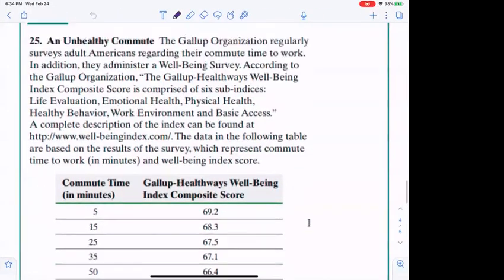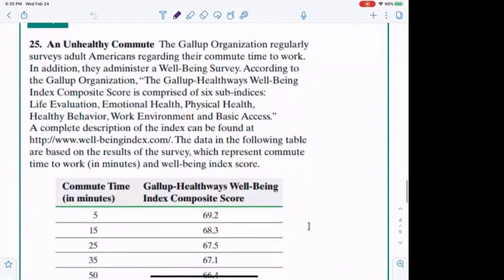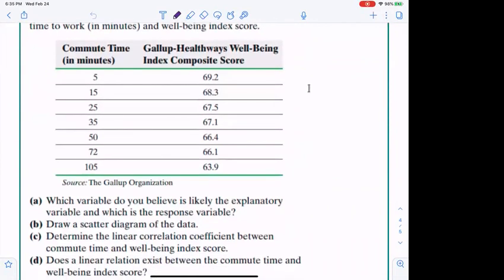So we are going to revisit the unhealthy commute example where we had the commute time versus the Gallup Health-Based Wellbeing Index composite score. And we determined the explanatory and response variable. The response variable is what I called the G score, the Y variable, and the X variable is the explanatory variable, which is the commute time. And we obtained a scatter diagram. The scatter diagram did look like a line, so there was a linear relationship.